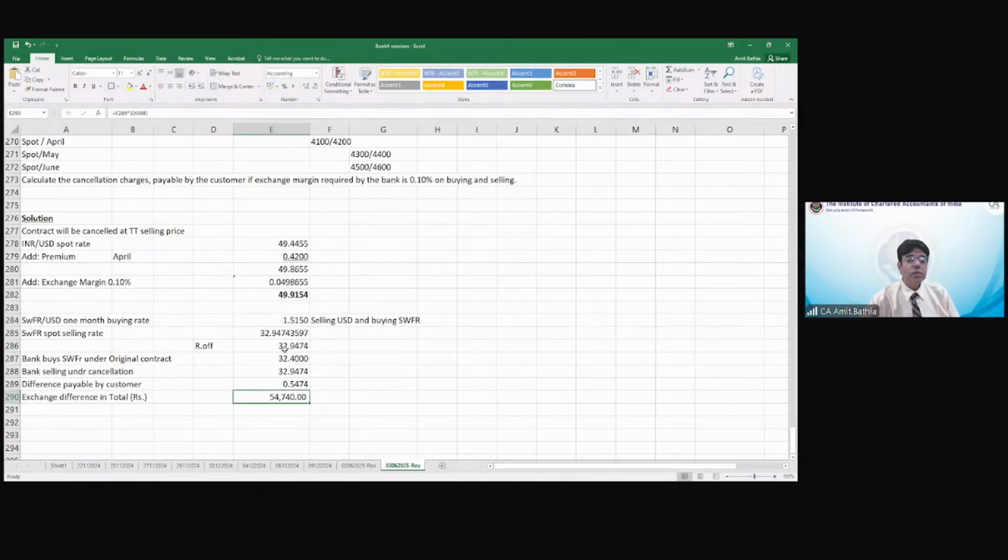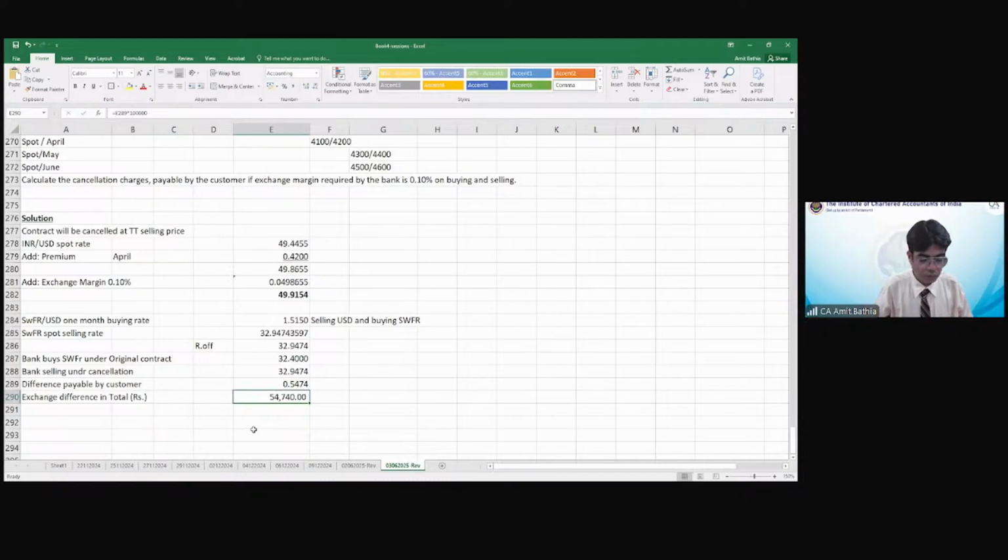Okay. Now here I think there is one small thing. It is 32.9474 only, so this will become 4 only. All right, so it is 54,740 which will be the total exchange loss which will have to be borne by the customer.